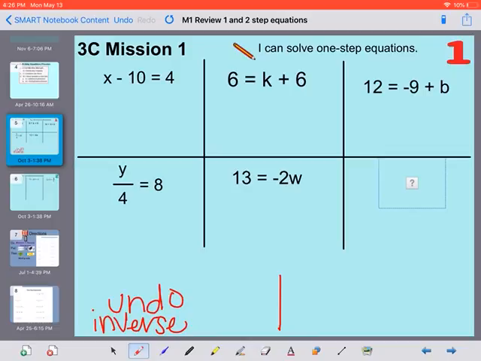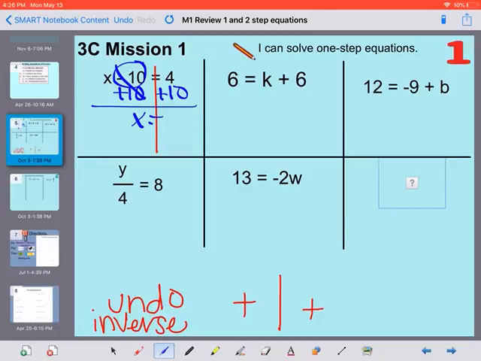Same thing when we draw our line down, whatever we do to one side, we have to do to the other. So I'm going to start with this one. It says x minus 10. So to get rid of this minus 10, we need to add 10 to both sides. 10 minus 10 is 0, so we just have x, or 1x, equal to now 14. 10 plus 4 is 14.